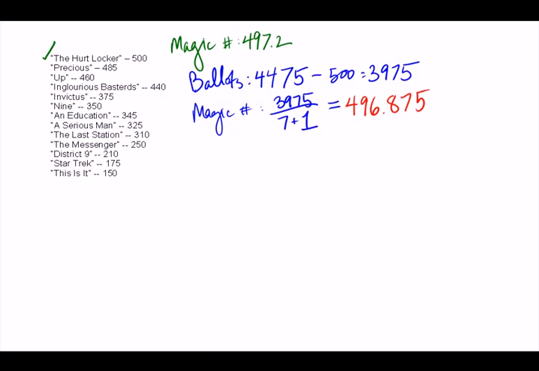So now we have to remove This Is It with their 150 votes, redistribute, and continue this process until you have filled up all 10 slots.